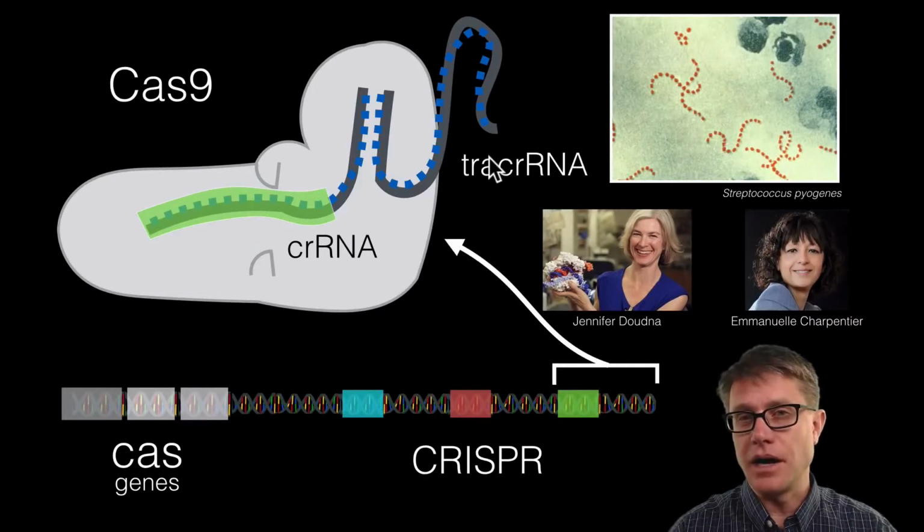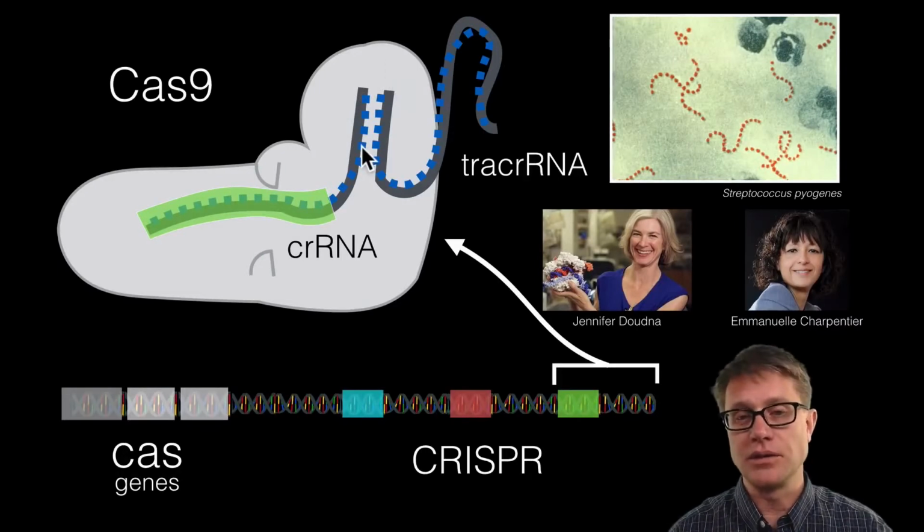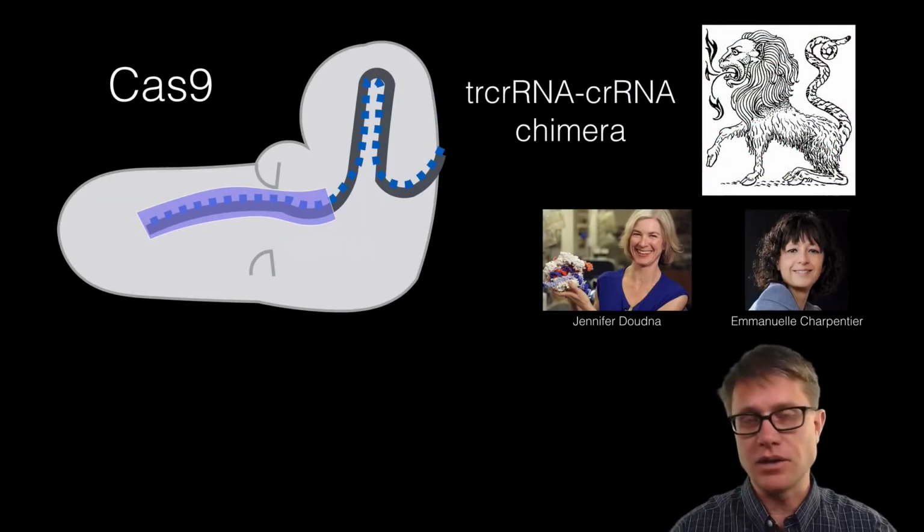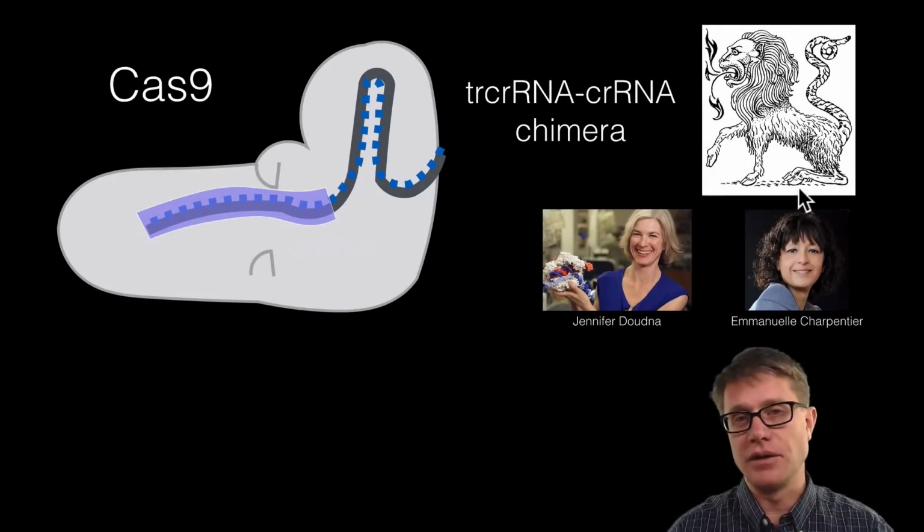But what the lab thought is, wouldn't it be cool if we could modify this whole system? Use the one Cas9 protein, but let's put our own sequence of DNA right here. And then if we could somehow connect these two together, we'd have a really simple system. And that's what they did. They created the tracer RNA, CRISPR RNA chimera. And so what's a chimera? It's this ancient mythological beast that's a combination of all these different species. And so what they've done is created a new type of RNA, and they've got a system that's really simple.